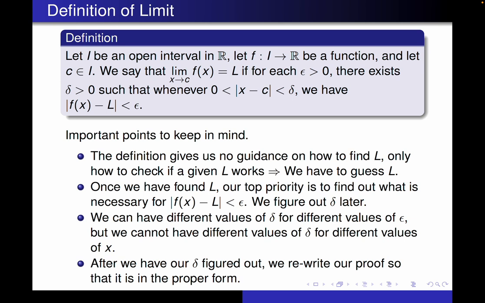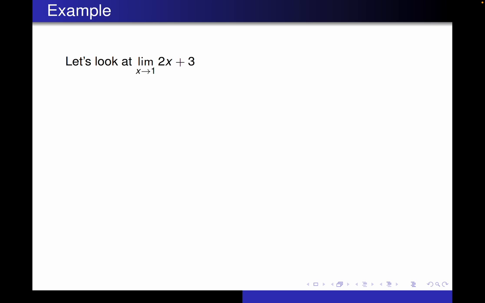And then once we have our delta figured out, we've figured out what our proof is so that it is in a nice linear logical form. So let's look at the limit as x approaches 1 of 2x plus 3. Using our intuition, it's not very hard to guess that the limit is 5, or if it isn't, we'll discover that it's something else, but we're guessing the limit is 5.